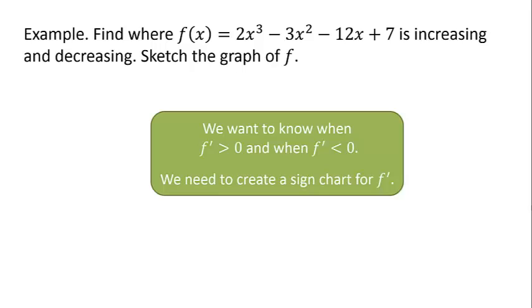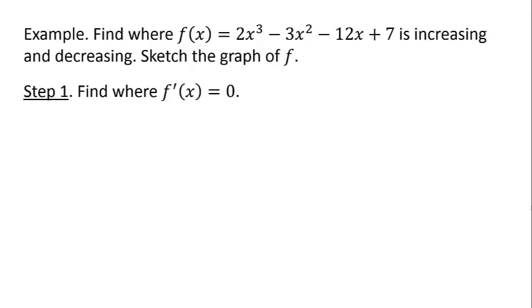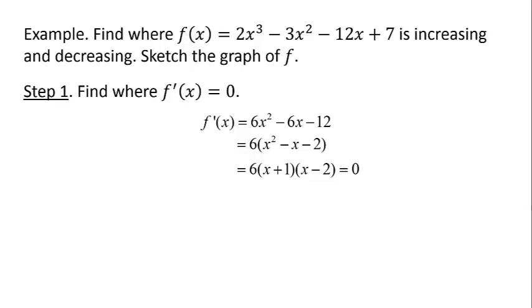Because equality is always easier than inequality, our first step is to find where f prime of x equals 0. Taking the derivative, we see that f prime equals 6x squared minus 6x minus 12. We can pull out the 6 and then factor. So our derivative simplifies to 6 times x plus 1 times x minus 2. And we want to know when this equals 0. Therefore, f prime equals 0 when x is -1 and 2.